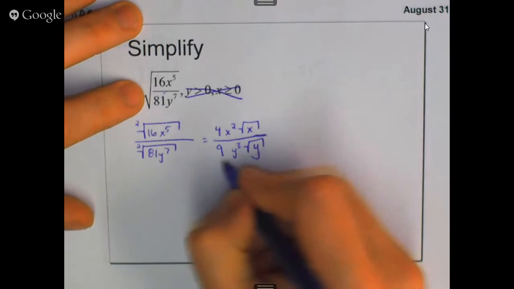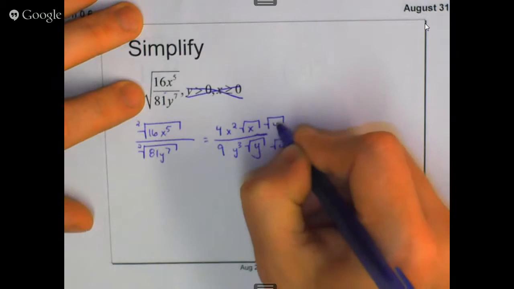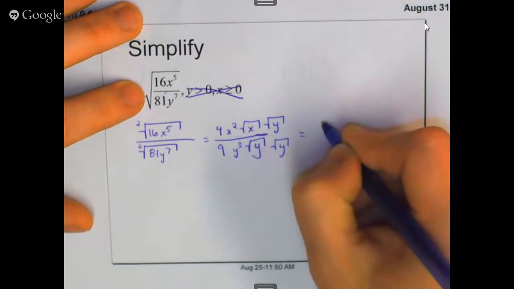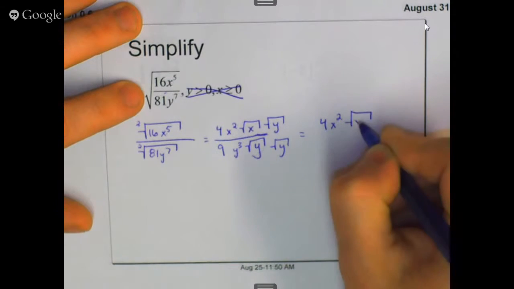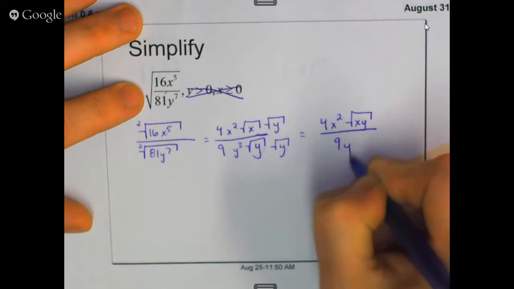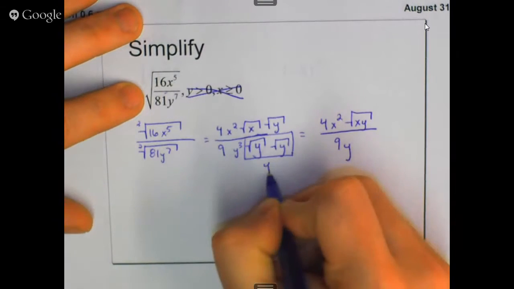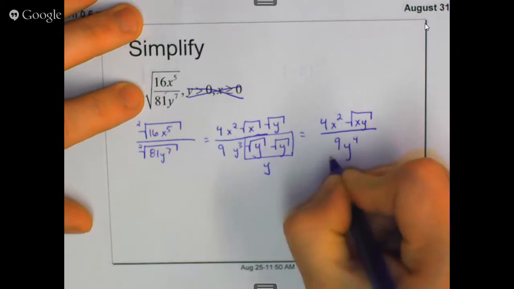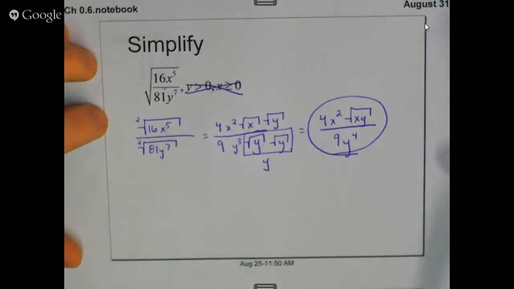Because it's a single term, we'll just multiply by radical y. So on the top, we have 4x squared radical xy. On the bottom, we will have 9y. Here was 3, and this creates one more y, so we have y to the 4th. And we finish that one up.